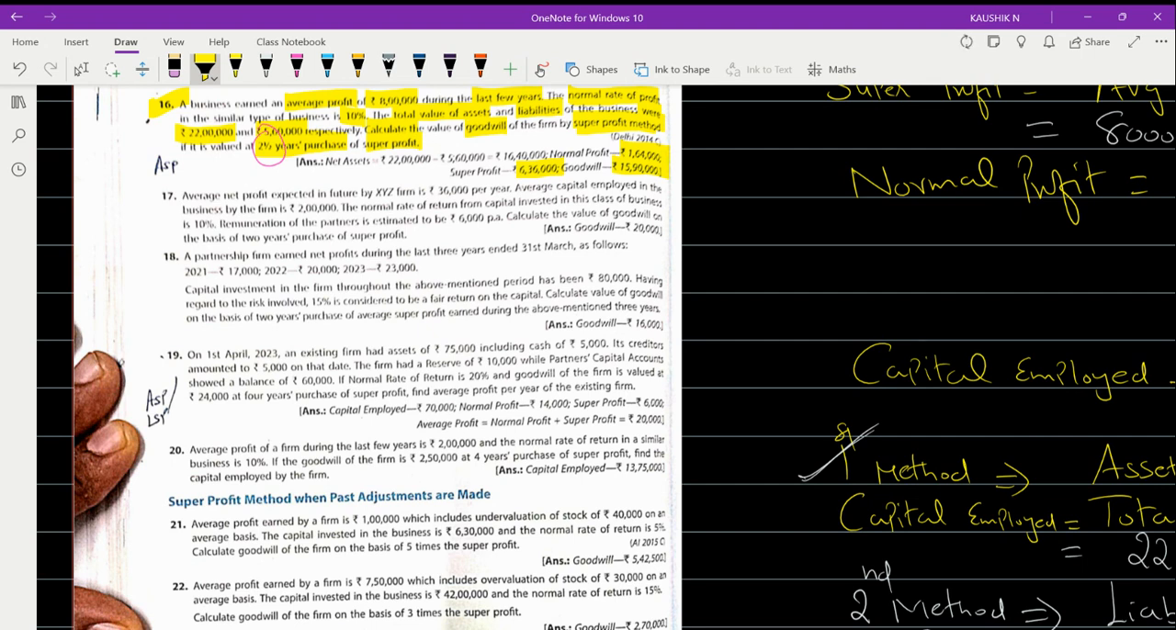Then we will have one more concept called capitalization of average profit and super profit. Once we are done with these two concepts, then we will be learning the adjustments separately, exclusively. I'll give one class for the adjustment, and then based on that, we will work out the adjustment problems, and then we'll finish it off. Most probably by this Saturday, we'll complete this topic of goodwill completely.